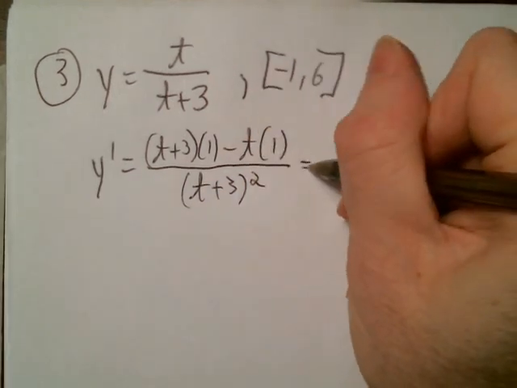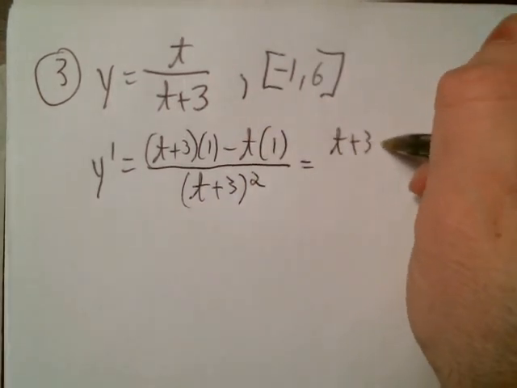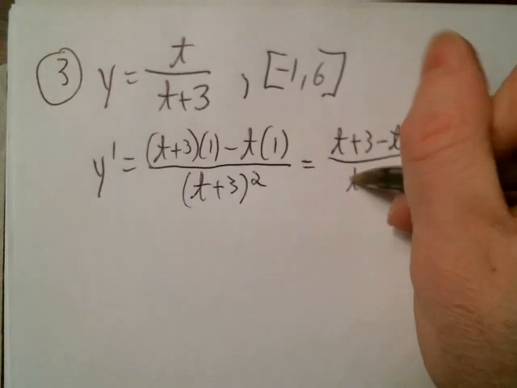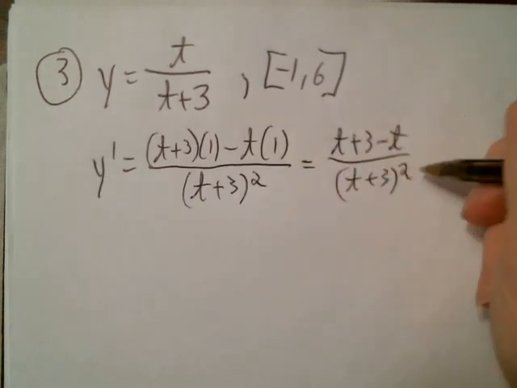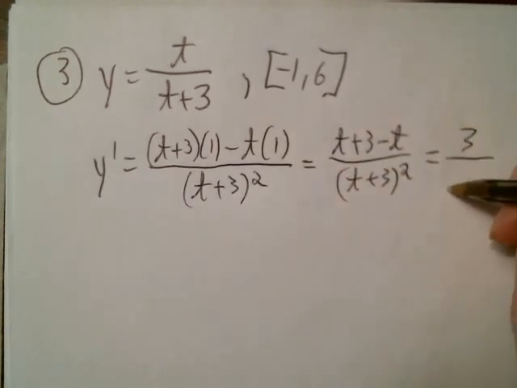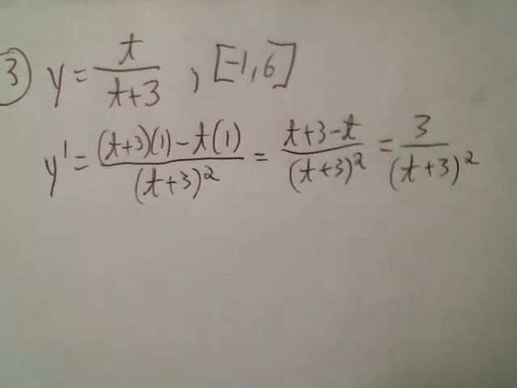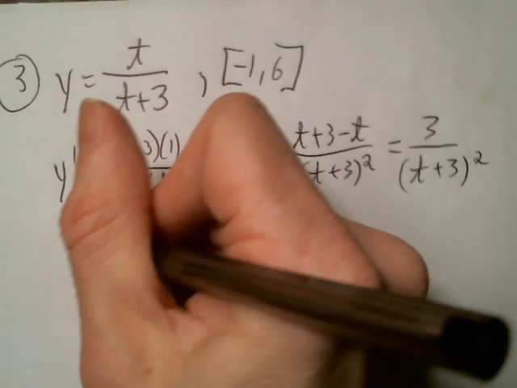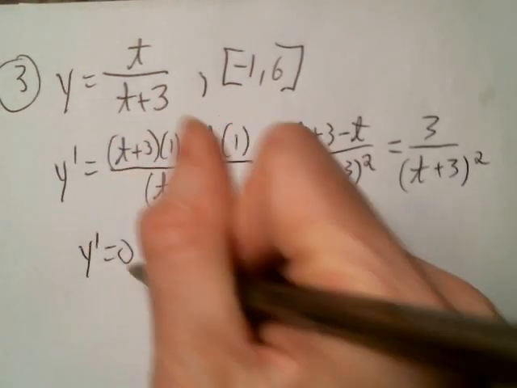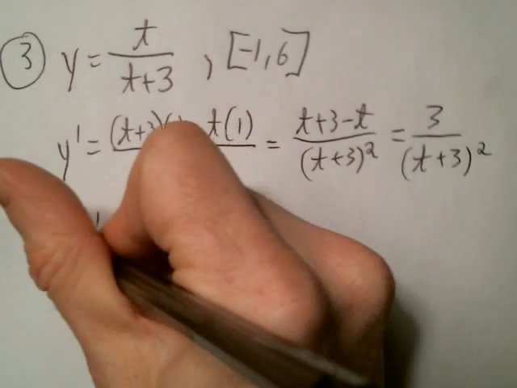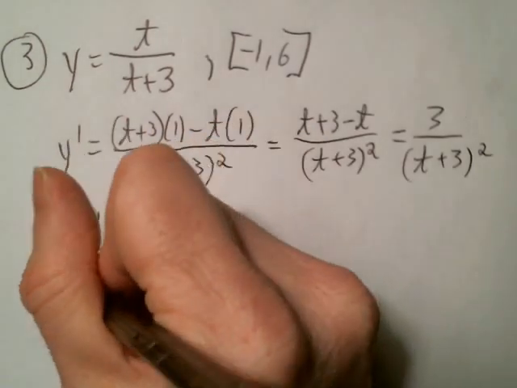Okay, clean it up. So I get t plus 3 minus t all over t plus 3 squared. Okay, so I have 3 all over t plus 3 squared. And that's my derivative. So now I have to find where is that thing equal to 0, and also, where is it undefined? So where is it equal to 0 first?